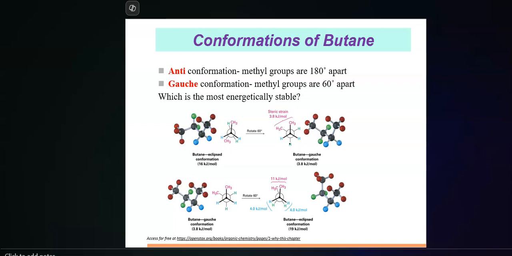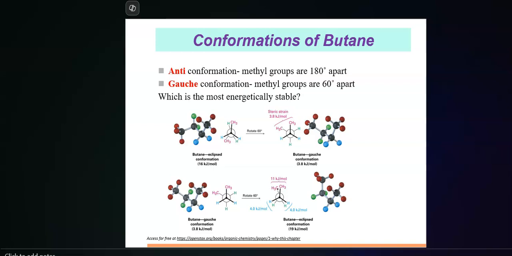So it's a staggered conformer, but it is not as good as the anti-staggered conformer, where the two CH3 groups were as far apart as possible. So this involves a little bit of energy, about 3.8 kilojoules. Now we take that and do another 60-degree rotation, and you get another eclipse, which is again different from the earlier eclipse conformer that we saw.